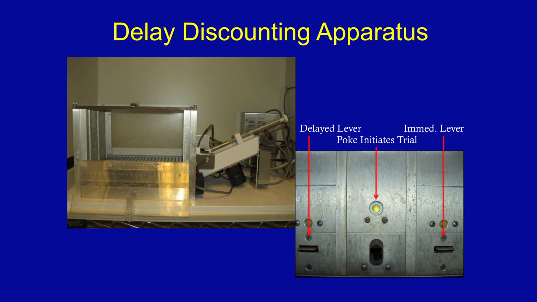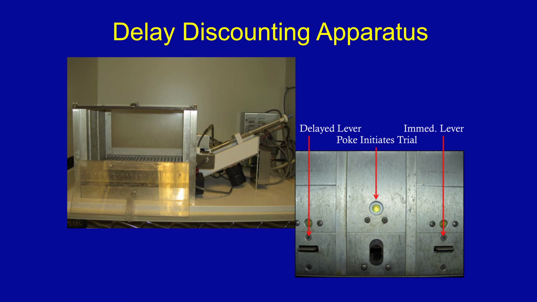And then these two lights come on. One is over a lever that's paired with a delayed reward. That's like the $100 in a year, although only in this case it's 2 seconds of sipper access. Okay, they get to drink from this spot for 2 seconds. The immediate lever is signaled by this light and a lever. And if they make that choice, they get the reward right away. Okay, like the 60 bucks right now.